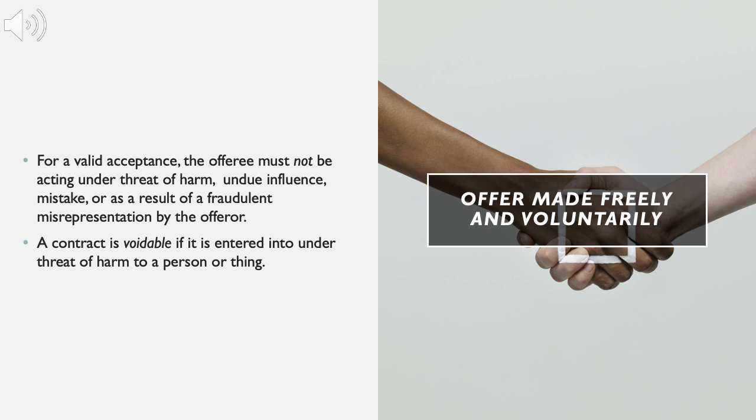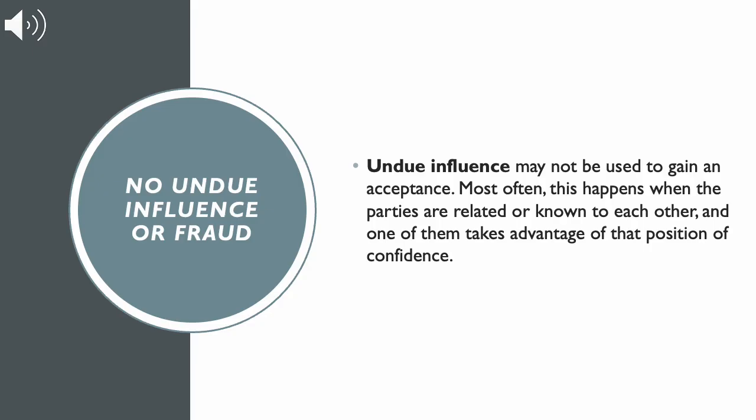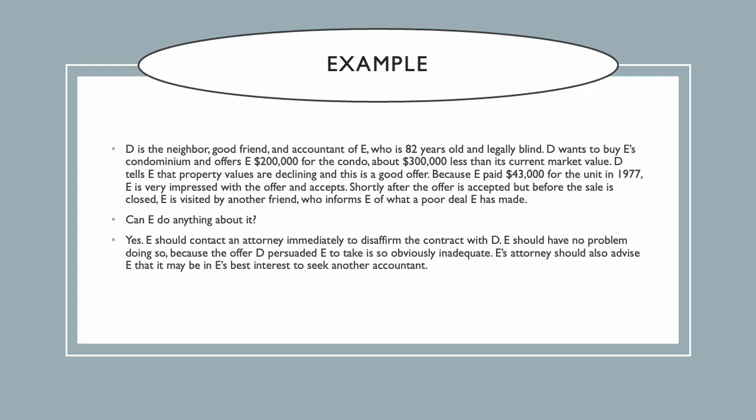Offer made freely and voluntarily. For a valid acceptance, the offeree must not be acting under threat of harm, undue influence, mistake, or as a result of a fraudulent misrepresentation by the offerer. A contract is voidable if it is entered into under threat of harm to a person or thing. No undue influence or fraud. Undue influence may not be used to gain an acceptance. Most often, this happens when the parties are related or known to each other, and one of them takes advantage of that position of confidence.